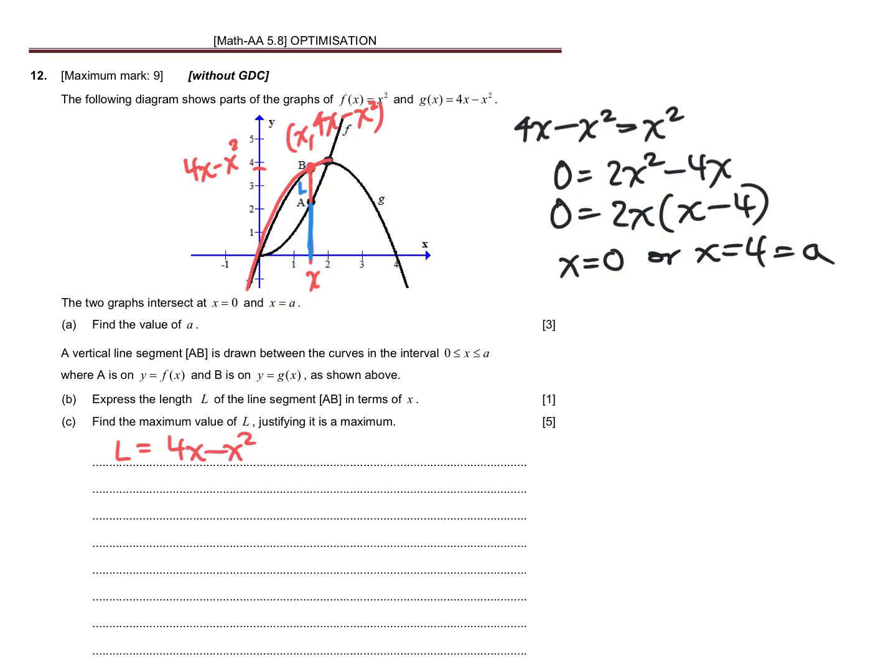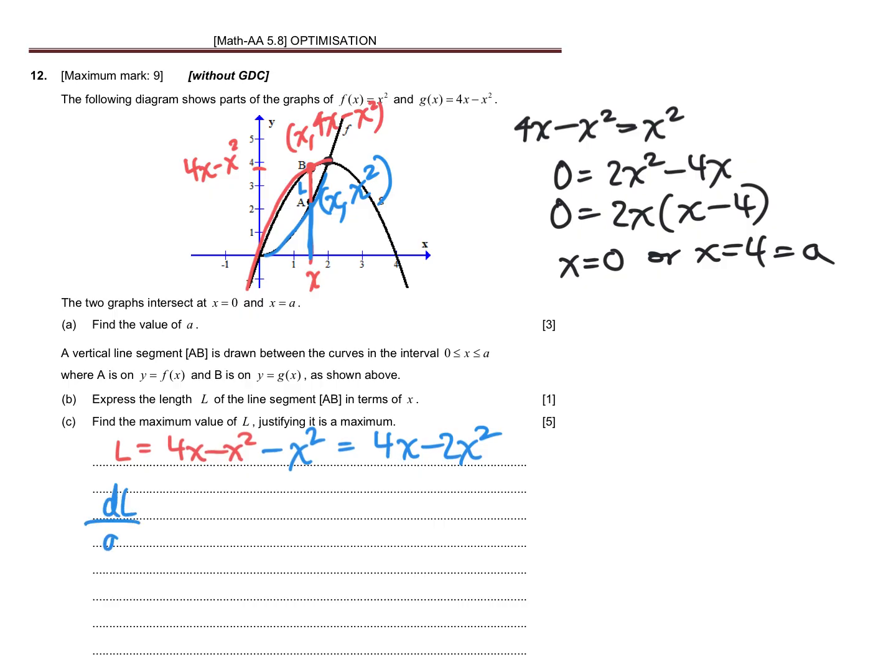So we've got the height of B. We need to subtract the height of A, which again we have x, and A is on this graph, x squared. So we're going to subtract x squared. So the length of L is 4x minus 2x squared. Find the maximum value of L, justifying its maximum.